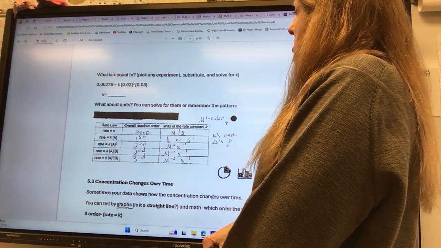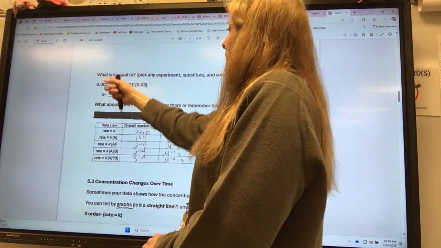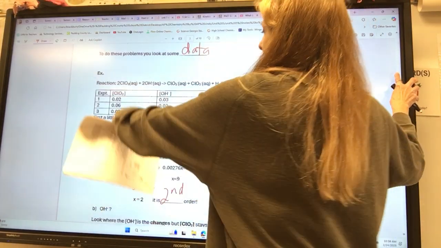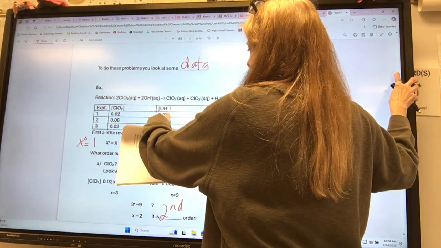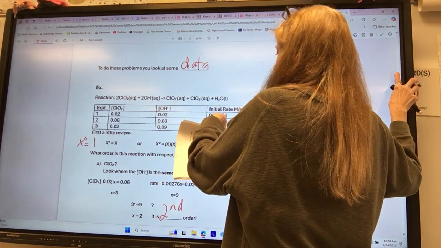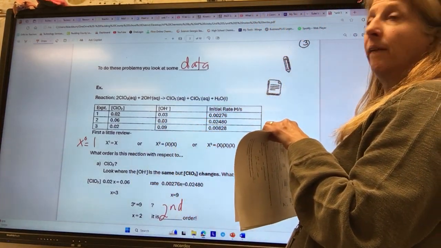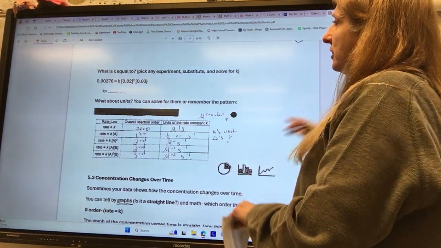Okay. Now, then they'll ask you what K is. So what you do is you pick any one of the 3 experiments and you fill it in. So I picked the first experiment and I filled in that for the concentration of Cl2. I filled in that for the concentration of OH. And I filled in that for the rate. Everybody see where I got my numbers from? Okay. And then I put them in this equation and I solve for K.